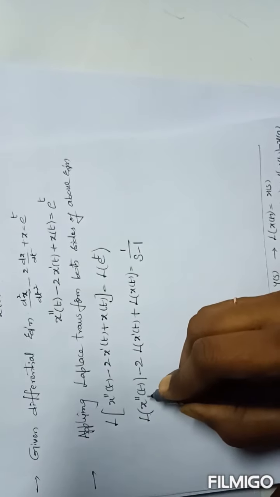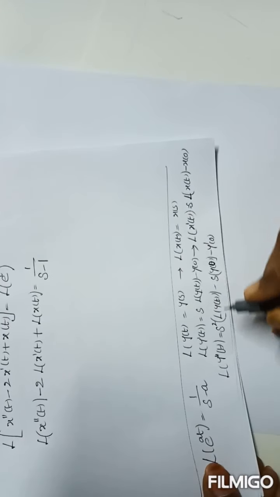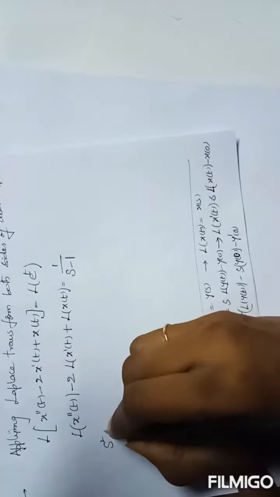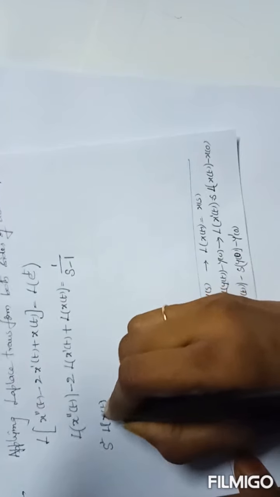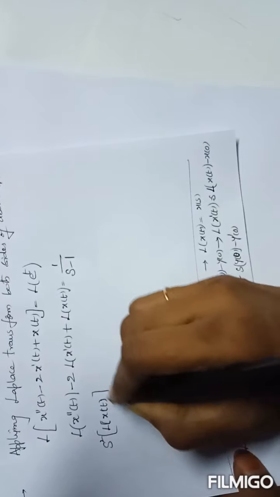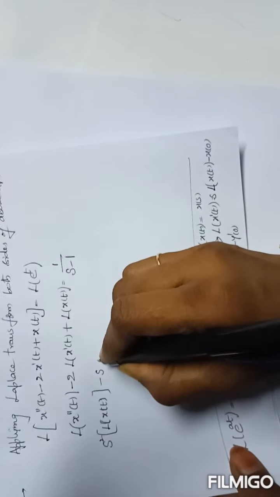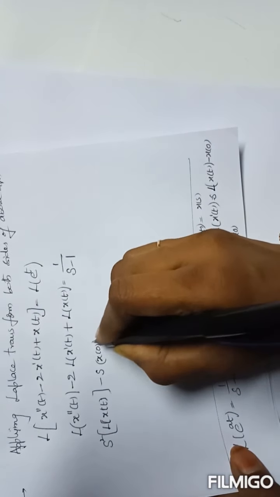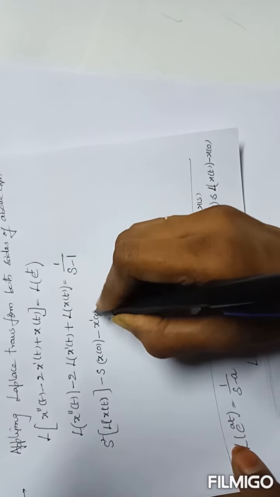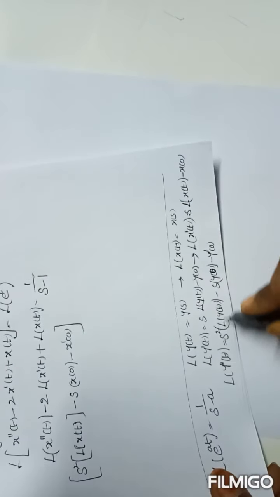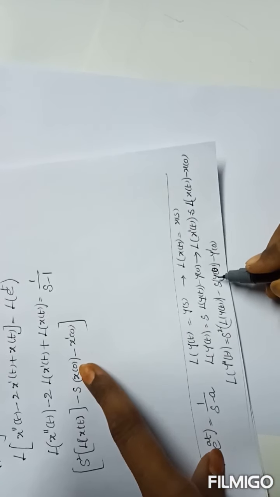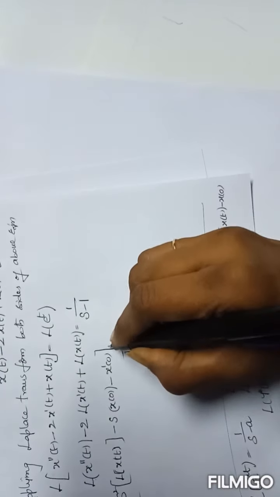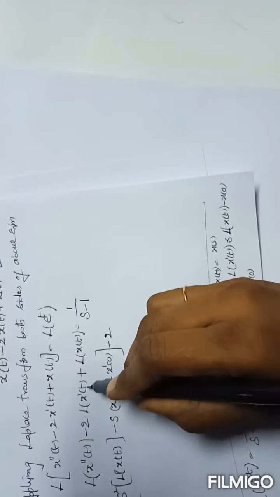So here L of x double dash of t equals, as per this formula, s square into L of x of t minus s into x of 0 minus x dash of 0. This is the formula of the first term, L of x double dash of t. Then minus 2 into L of x dash of t.